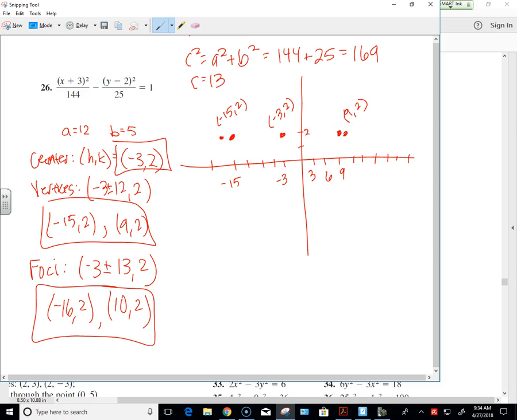Asymptote, right? Eccentricity. The ovalness is only for ellipses. But good job remembering c over a.